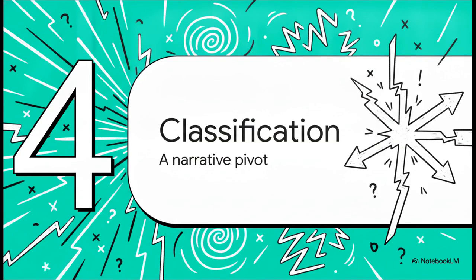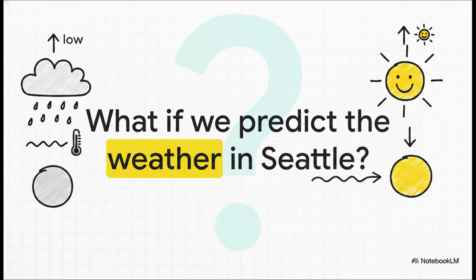Section 4, the binary classification twist. Here's where the narrative completely pivots. Let's pose a totally new scenario for a second. What if we want to predict the weather in Seattle based on the temperature? Though honestly, predicting rain in Seattle feels a little bit like cheating, doesn't it?